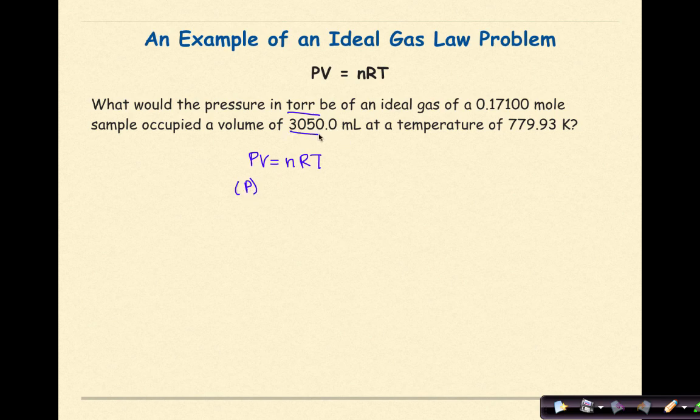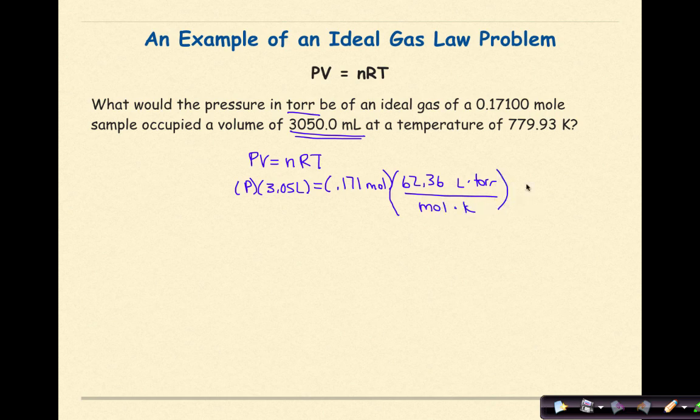I need to change my milliliters into liters. My gas constant corresponds to liters. So for my volume here, it's going to be 3.05 liters. That is a must do. For moles, I have 0.171 moles. I am using a different gas constant here. I need to use the gas constant with torr. So that's going to be 62.36 liters torr over mole Kelvin.